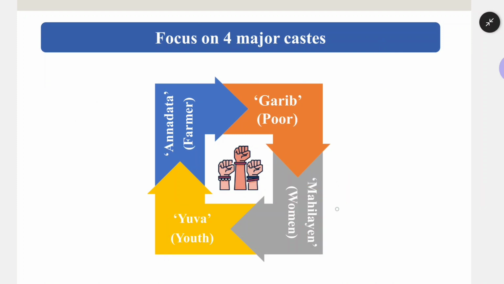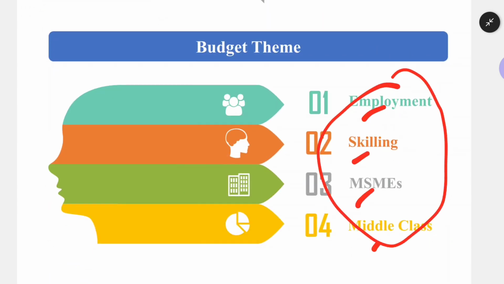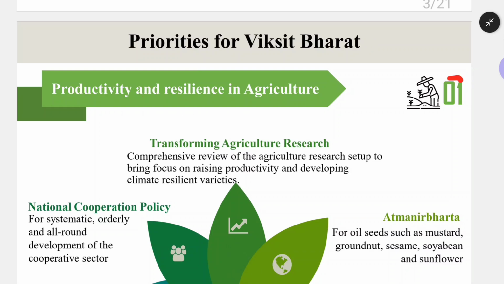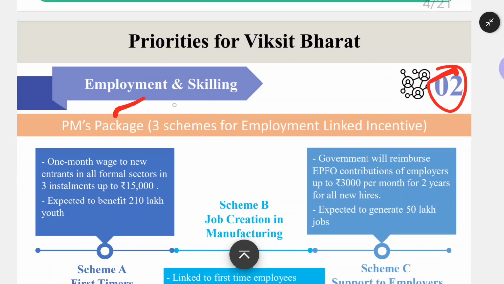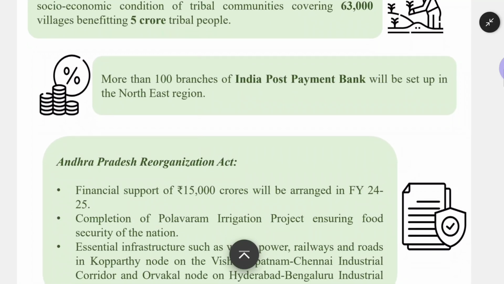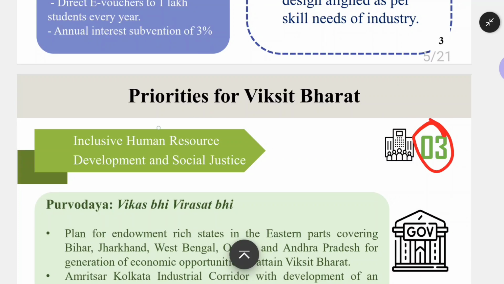Okay, so this we have done, and budget themes based on employment, skilling, MSME, middle class. Remember the 4 important areas of budget theme. In this we have done the priorities for Viksit Bharat. So already we have completed priority 1, productivity and resilience in agriculture. This we have already done in our part 1. Then part 2 we have done with regard to employment and skilling, that we learned in the last class. Then this is part 3, which also we have done in our last class: inclusive human resource development and social justice. The thumbnails definitely tell you all of these headings.